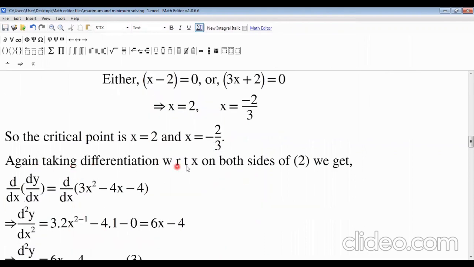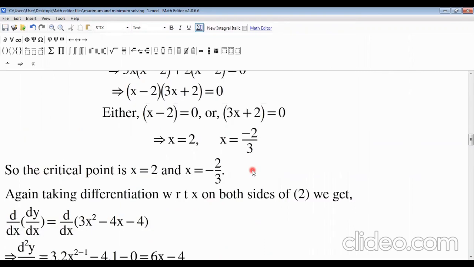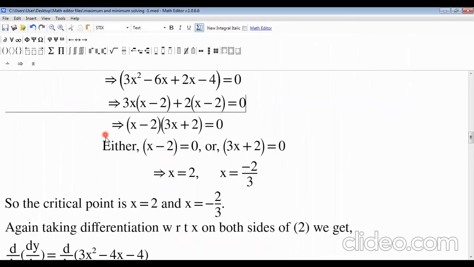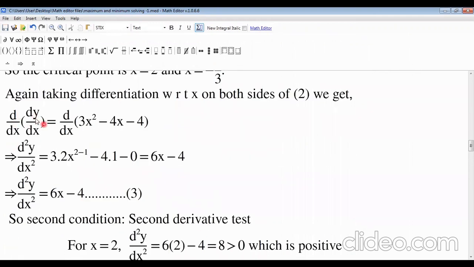Again taking differentiation with respect to x on both sides of equation 2, for the second derivative test. So d dx of dy dx equals d dx of 3x square minus 4x minus 4. The second derivative d square y by dx square, using the formula n into x to the power n minus 1, is 2 into x to the power 2 minus 1, the differentiation of x is 1 and of a constant is 0. So we get 6x minus 4, and this is equation number 3, the second derivative.